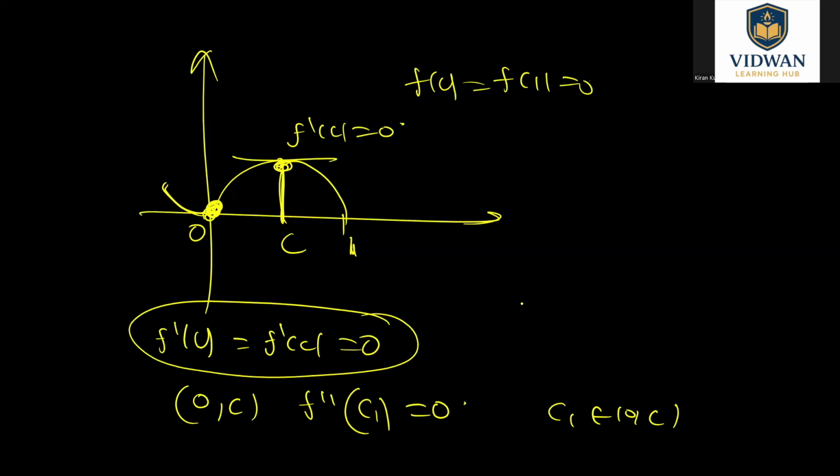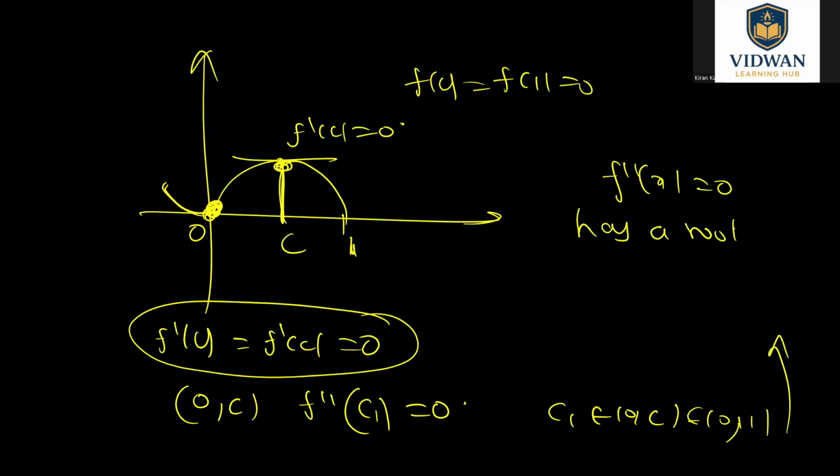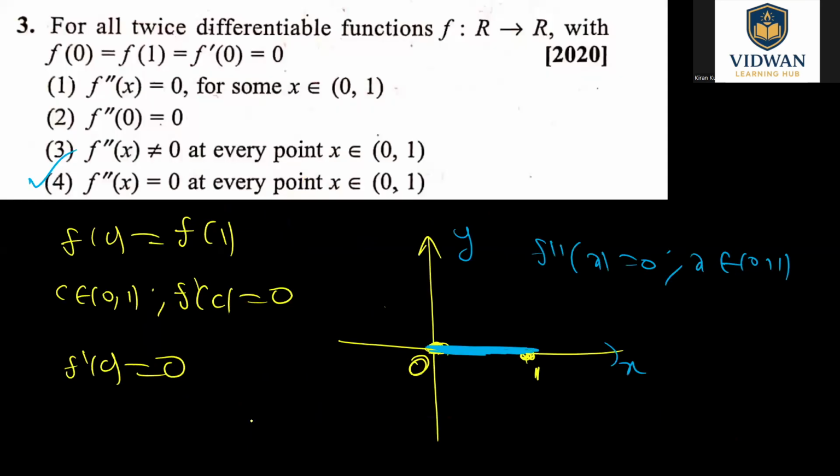And obviously 0 to c also is a part of 0 to 1. So this also belongs to 0 to 1, which means between 0 and 1, f double dash x equal to 0 has a root. This concludes that f double dash x equal to 0 has a root in 0 to 1. So even in this case, it is valid. It is not necessary that it should be only one possibility like this, but otherwise also it's valid.